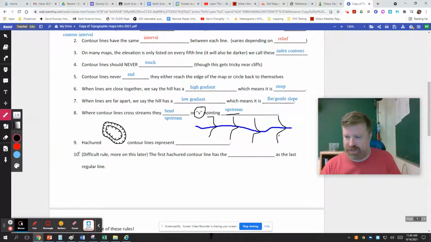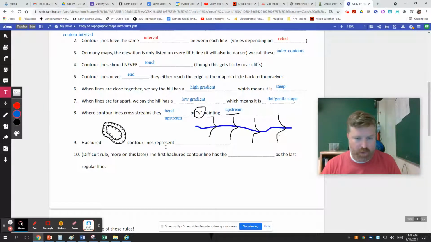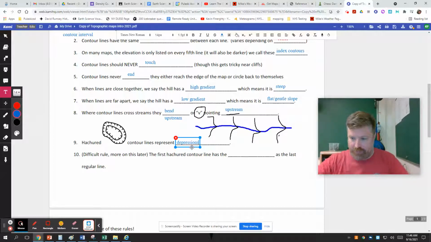Rules 9 and 10 get a tiny bit more complicated. And again, this is the thing that I think we'll do in the future. Let's not get into the nitty gritty here yet. Hachures, which is a term for those little tiny teeth mark things, represent depressions. So if you've got a crater in the ground, think of the top of a volcano, a really stereotypical cartoon volcano. It's got that dip. It's a depression in the ground. That's what those little teeth mean.